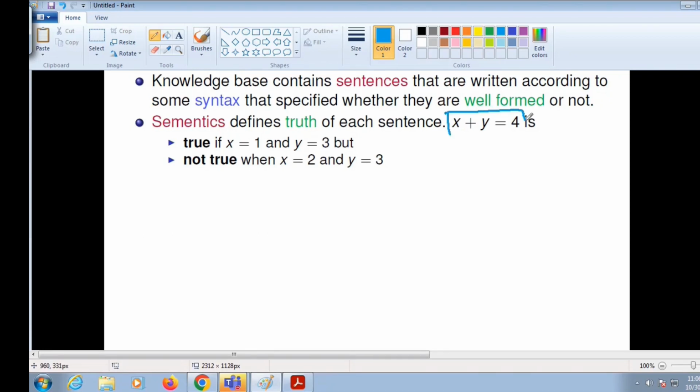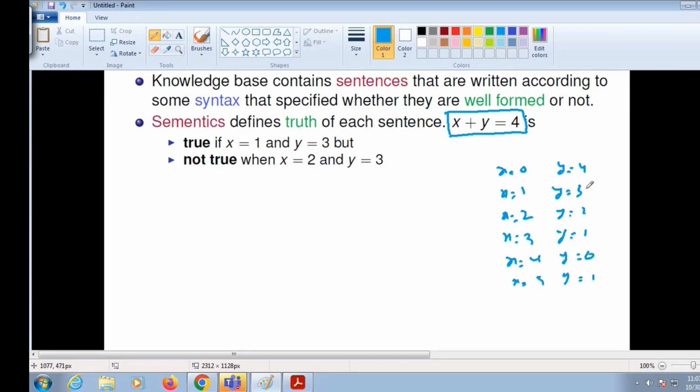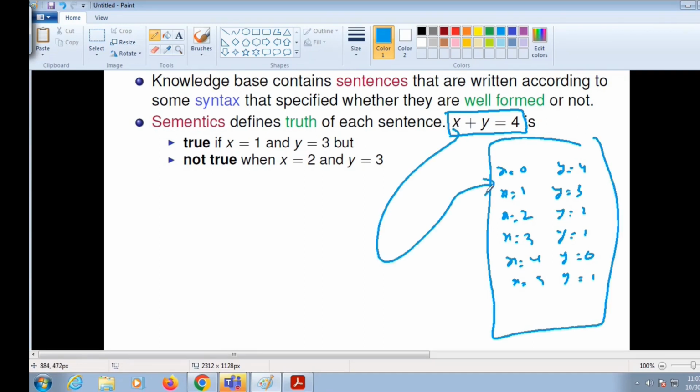See that this is a different way of representing the thing. X plus y is equal to 4 means what? X is equal to 0 and y is equal to 4. X is equal to 1 and y is equal to 3. X is equal to 2 and y is equal to 2. X is equal to 3 and y is equal to 1. X is equal to 4 and y is equal to 0. X is equal to 5 and y is equal to -1. So these set up the things. This particular sentence represents this many pieces of information. Able to make sense or not?